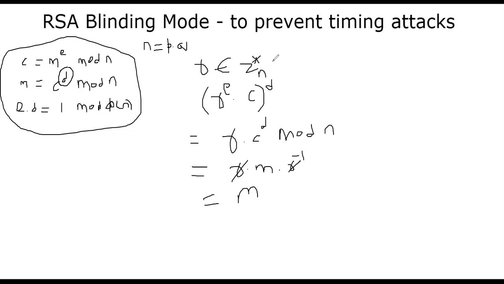You need to generate a random R first, and then you need to compute R power E second, and then you need to compute R inverse third. So 3 extra steps you're doing to make it difficult for an attacker to find the value of D based on timing data. Now, the timing data is not corresponding to just C power D.